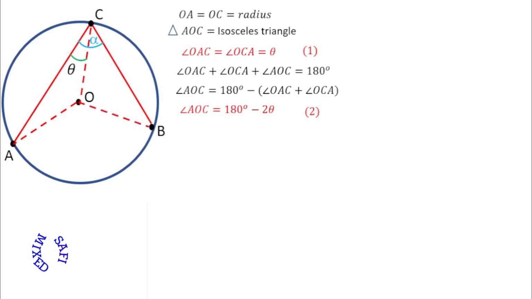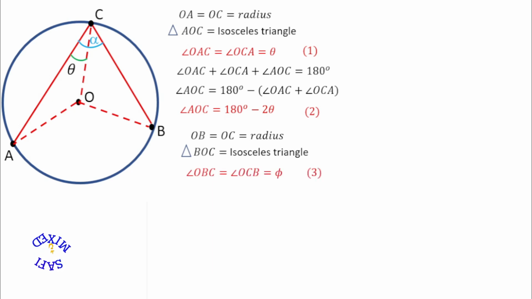Now, I join point O with point B, and again OB equals OC and each of them equals the radius of the circle. So the triangle BOC is again an isosceles triangle, and using the same procedure like we did for the triangle AOC, I can write angle OBC equals angle OCB, and I denote that with phi, and I put that here. So I give this equation 3.